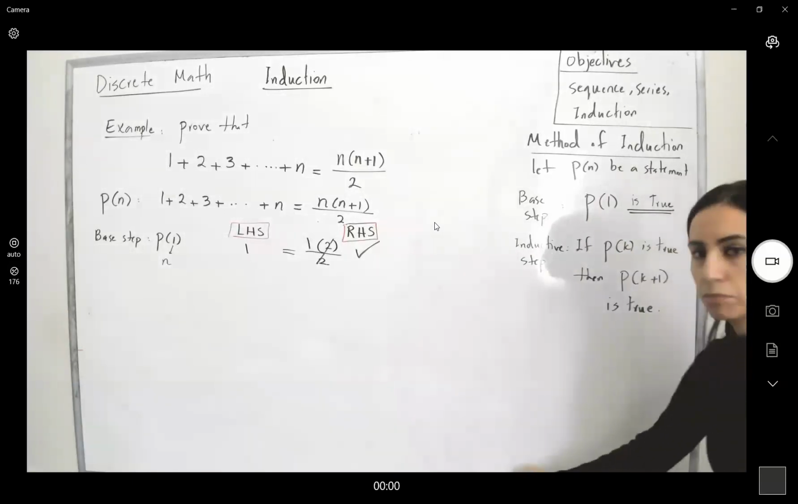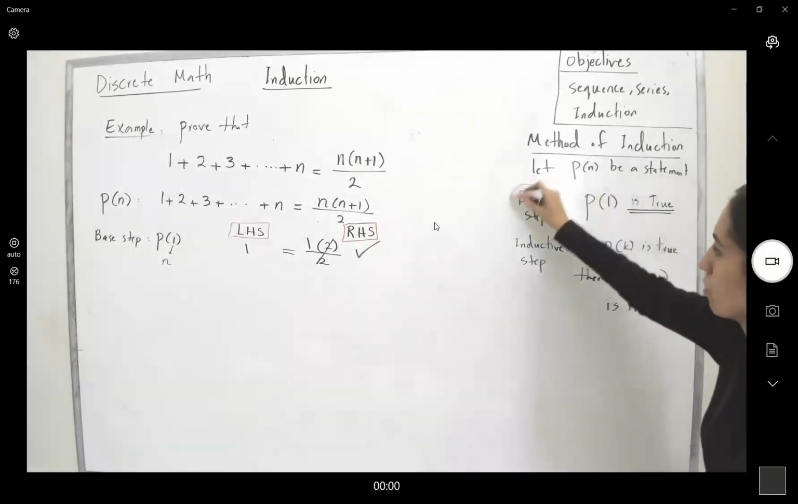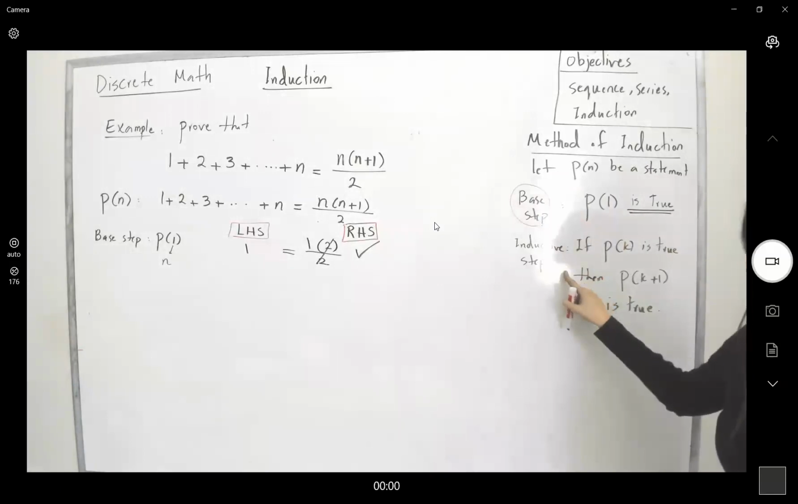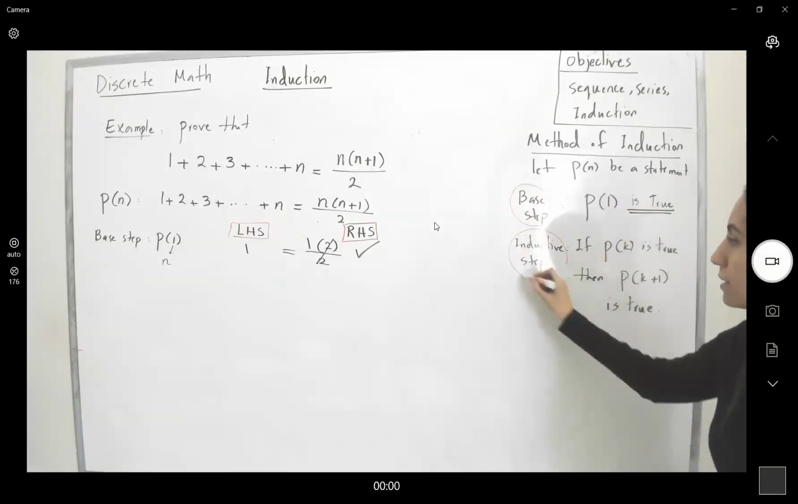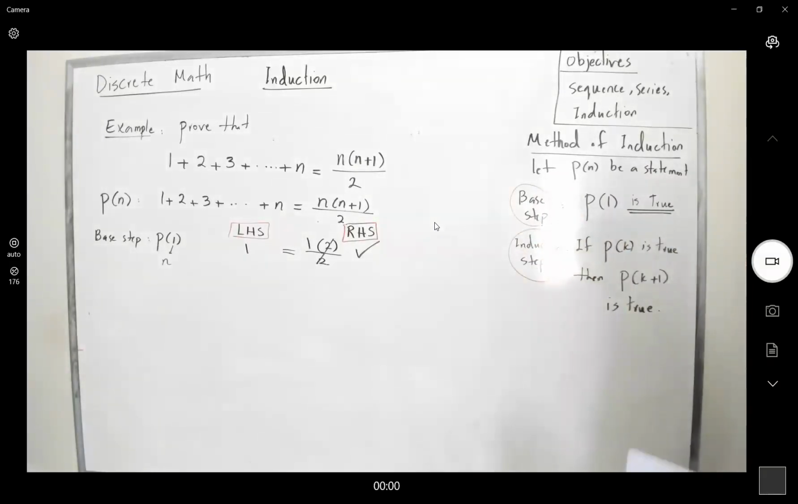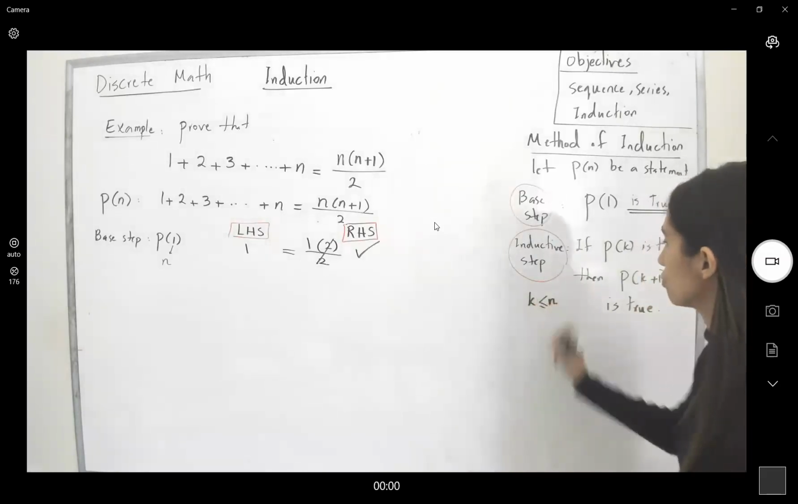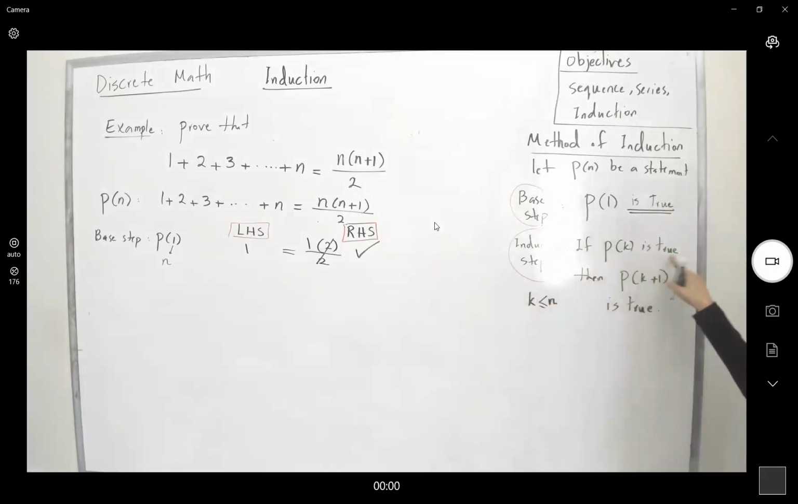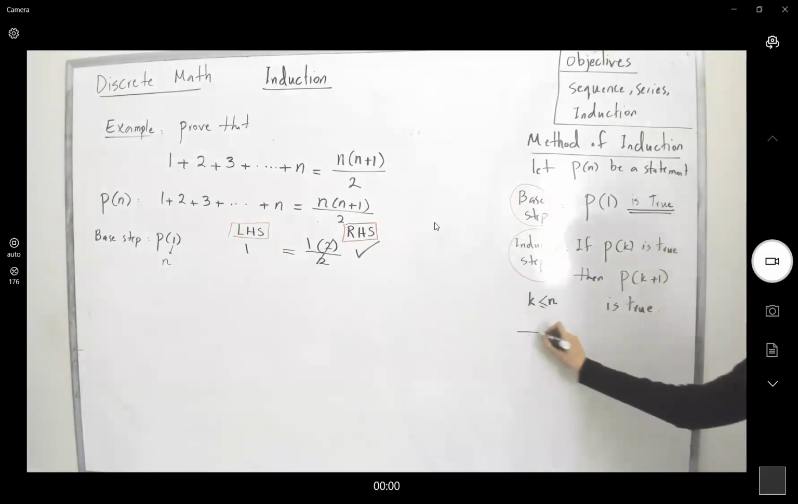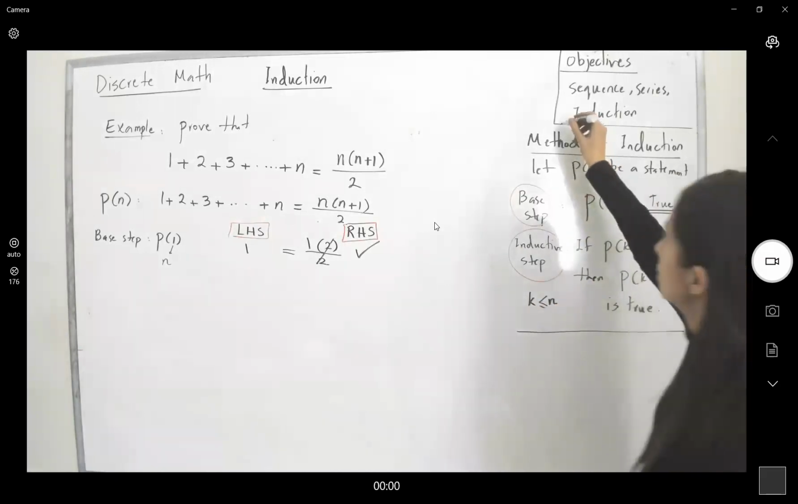So base step is easy. We're not so worried about base step. Inductive step is the step that is important for us. We say that if P(k) is true, what is k? k is a natural number less than or equal to n. If P(k) is true, then P(k+1) is true. So this is the method of induction.